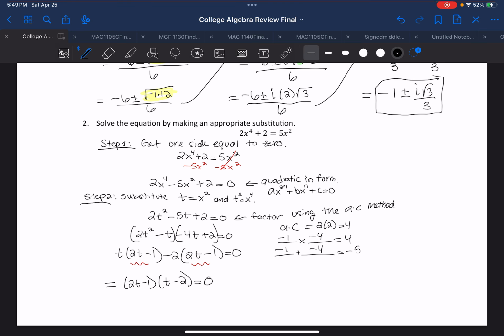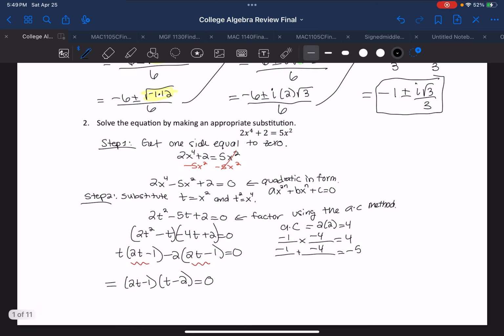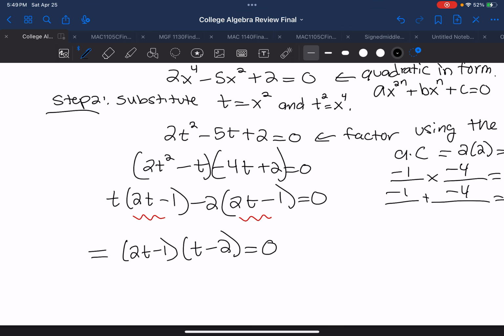And then finally, I will, oops, sorry, there we go. Set each factor equal to 0 here.